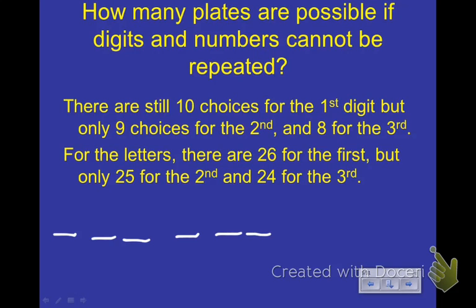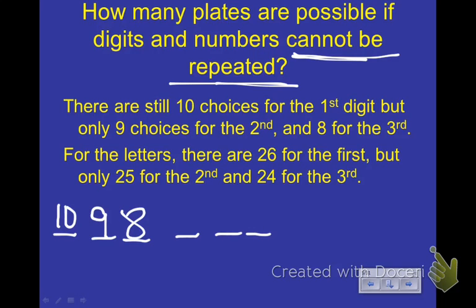Well, my numbers, how many choices do I have for that first one? I've got 10. How many choices do I have for the second one? Only 9 now, because I picked one and it can't be the same. It cannot be repeated. How about that third one? I've got 8. Now I get to letters. I've got 26. Then I've got 25. Then I've got 24. So if they cannot be repeated, these are my choices for each one.